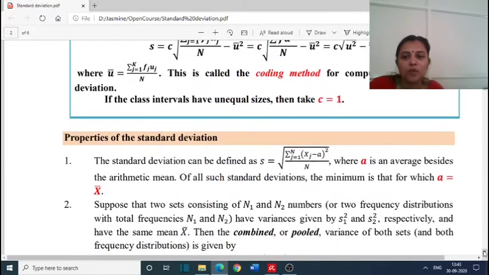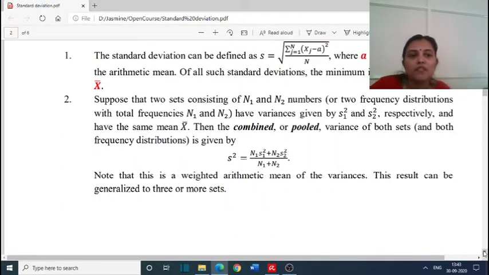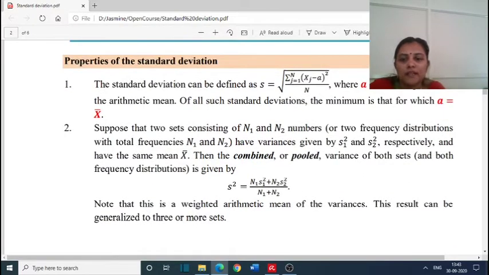Now, next, properties of standard deviation. The first property is: the standard deviation can be defined as S equal to the square root of sigma j equal to 1 to n of (xj minus a) whole square by n, where a is an average besides the arithmetic mean of all such standard deviations. The minimum is that for which a equal to x bar.